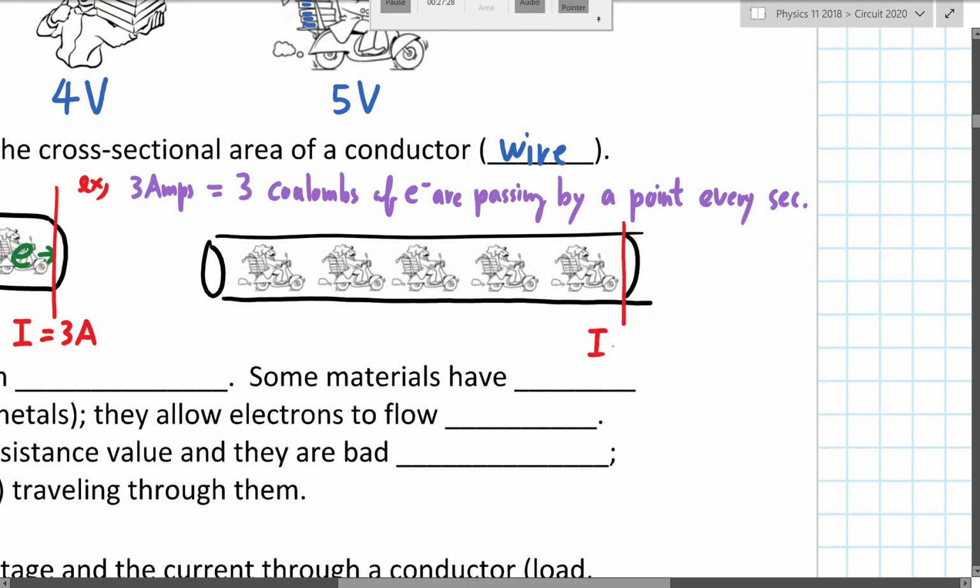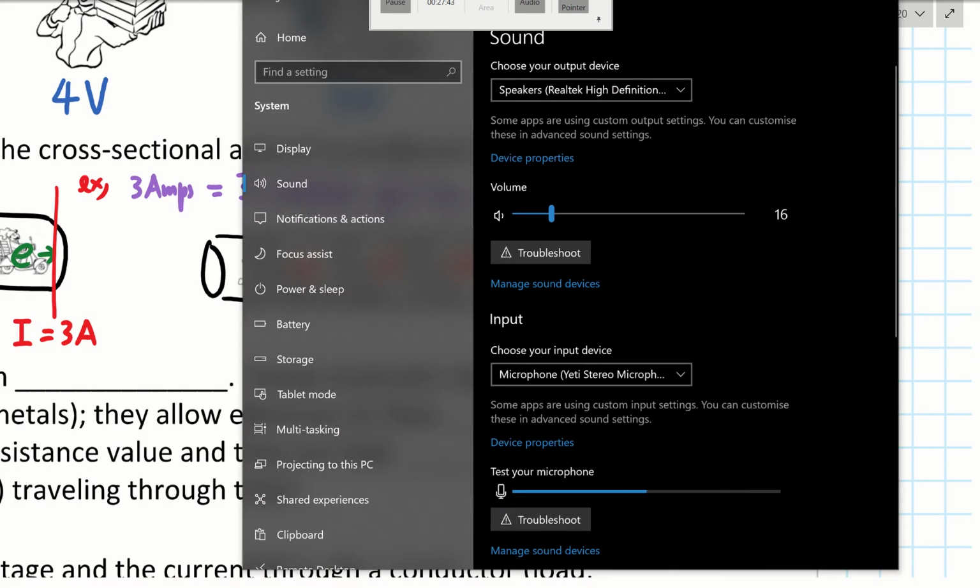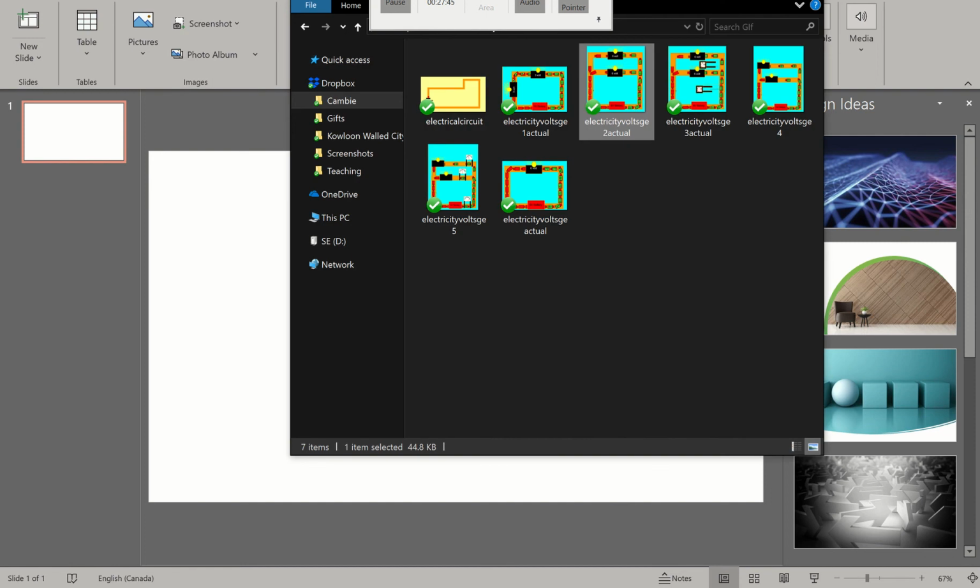So for this current, for example, 1, 2, 3, 4, 5. So let's say these are all moving that way, and within 1 second they all pass through that line. Then we will say the current in this location is 5 amp. Okay, so let me show you a little picture. I think I have it over here. Just give me 1 second. I think this is the picture I want to show you.